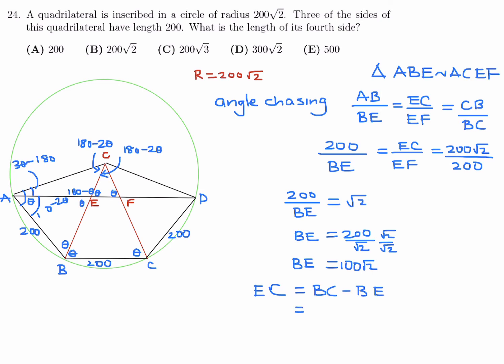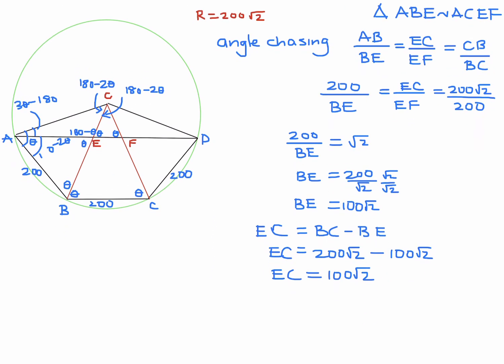And BC is just the radii, so that's what, 200 root 2? And then BE we just figured out was 100 root 2. So that means EC is 100 root 2. Okay, and then finally we can figure out EF using this equation right here.